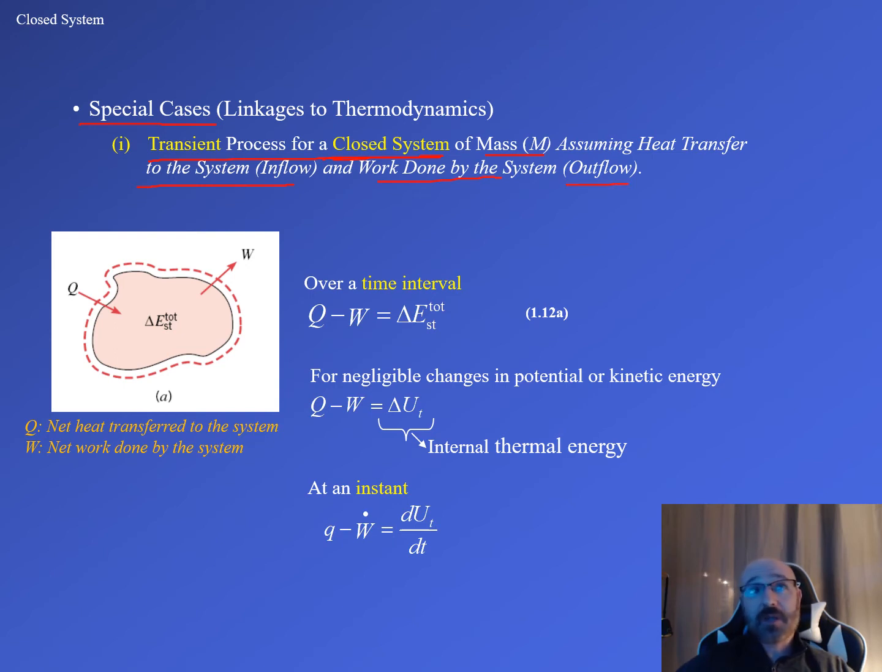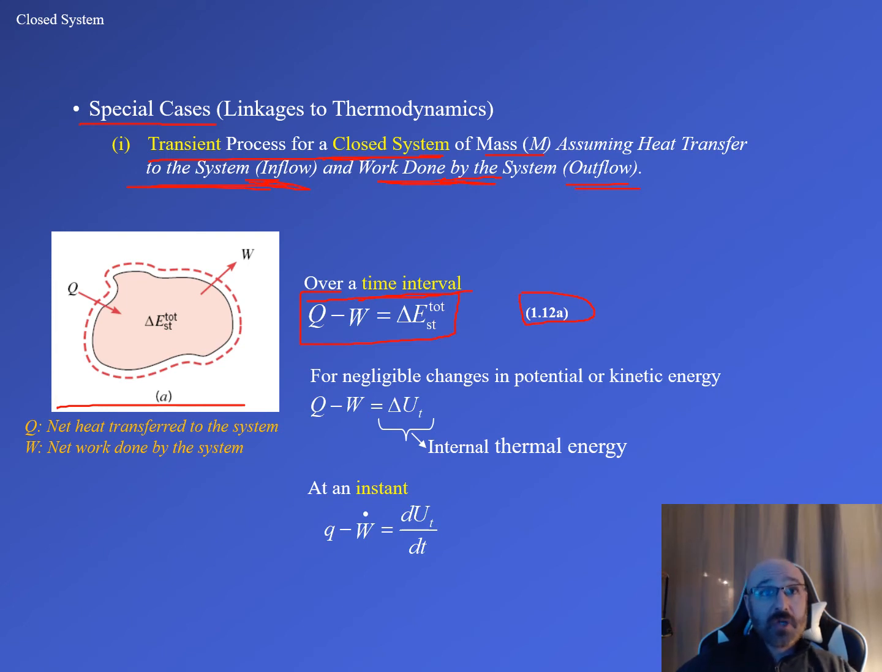So another way to look at those: heat transfer to the system is going to be called our inflow. Work done by the system is going to be our outflow. Now let's take a look at our governing equations related to that and the same diagram that we've seen before over here on the left. But let's look at it first over a time interval. That goes back to this equation right here, 1.12a in our textbook, which is Q minus W is equal to our delta E storage total.